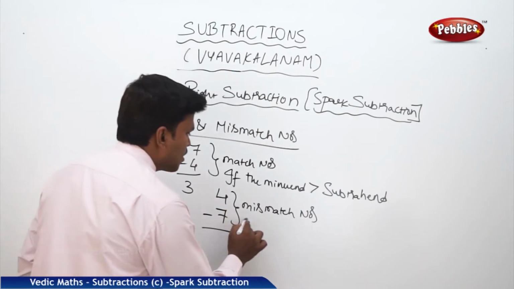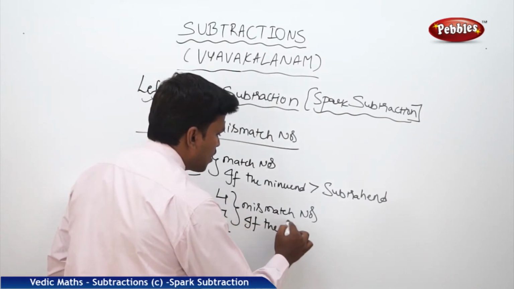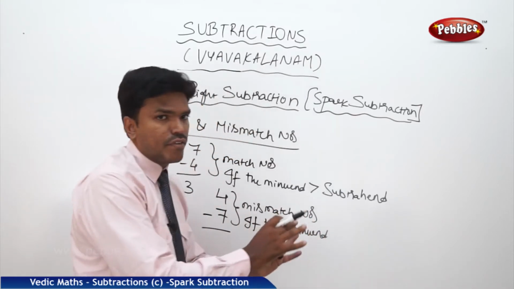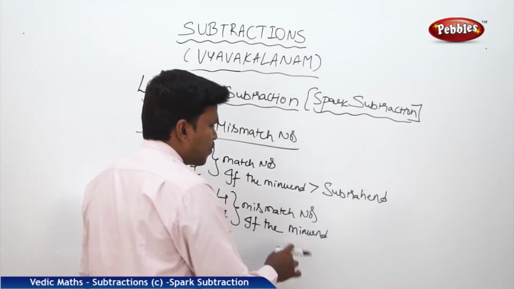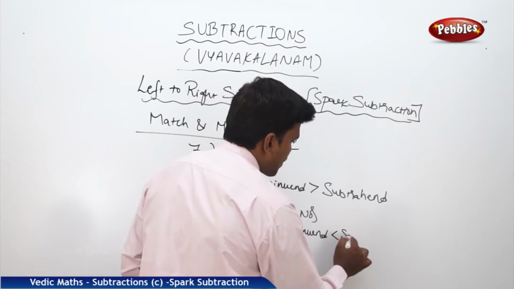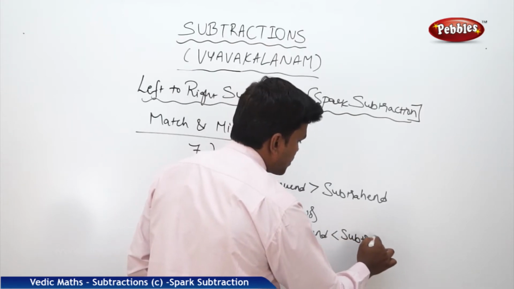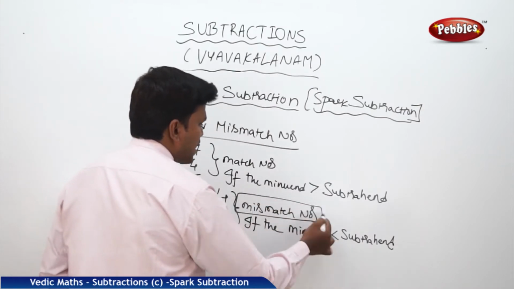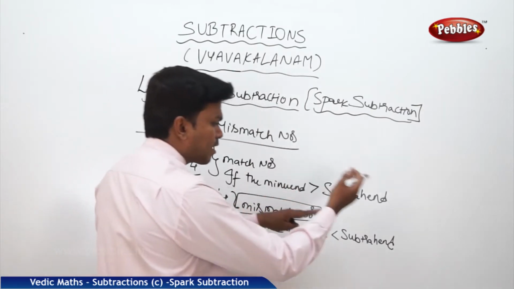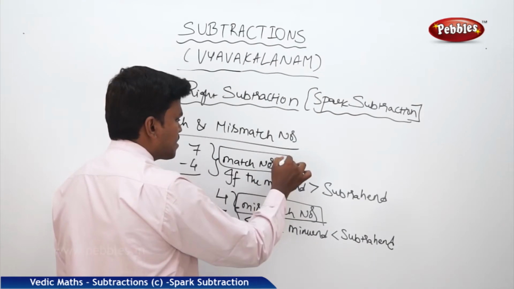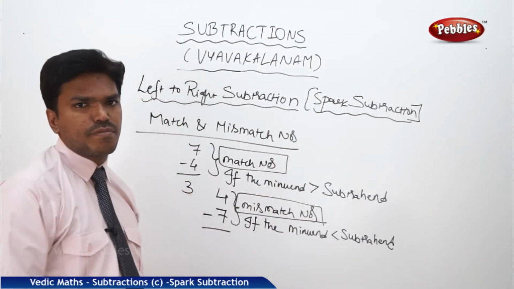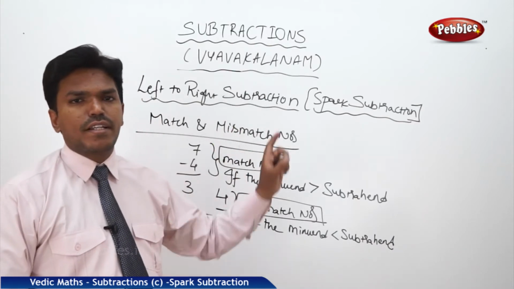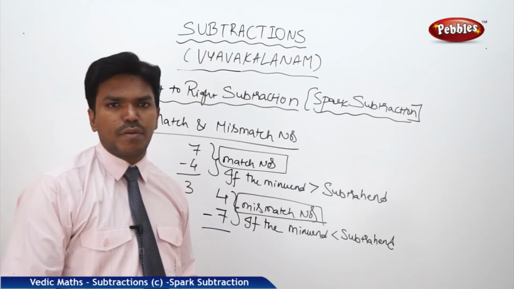If the minuend, that is the above number which we are subtracting from, is less than the subtrahend, then we call those numbers mismatch numbers. And if the minuend is greater than the subtrahend, we call those numbers match numbers. This is the one main concept of left to right subtraction, that is spark subtraction.